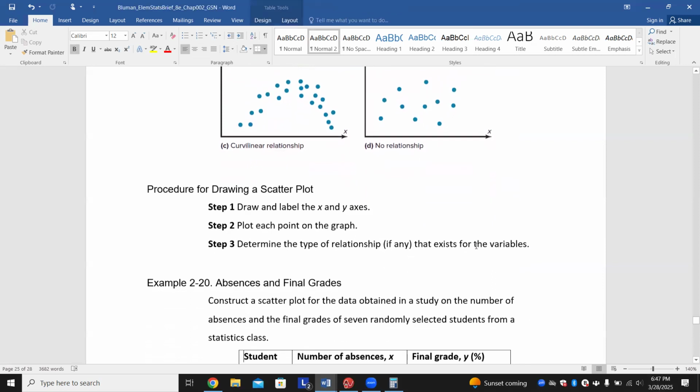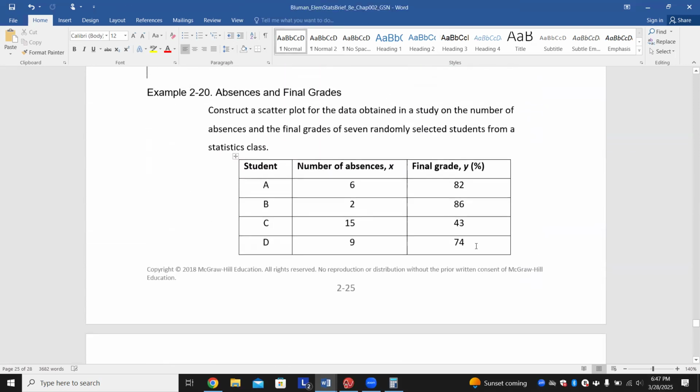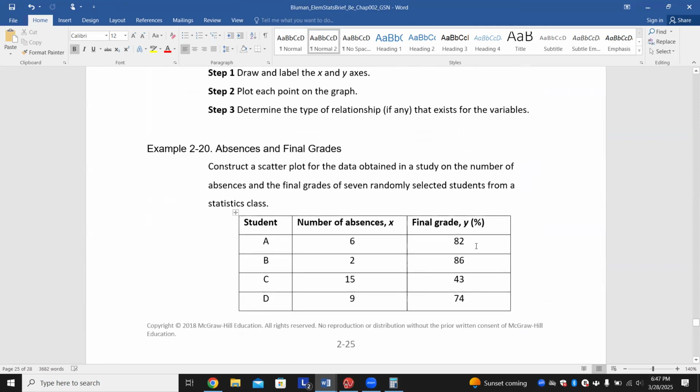So, procedures for drawing a scatter plot. As always, the very first step is to draw and label the x and y axis. Step 2 then will be to plot each point on the graph. And then step 3 is to determine what type of relationship, if any, exists for these variables. So what we're going to look at is example 20, looking at absences versus your final grades.